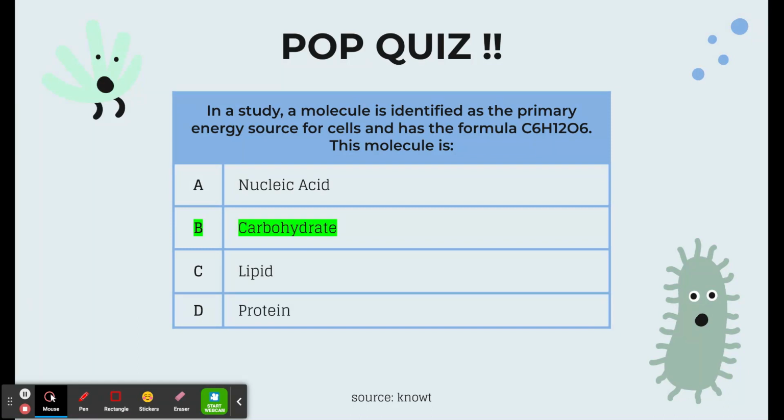The correct answer is B. Carbohydrates are the primary source of energy in most living things, and C6H12O6 is glucose, and the carbon, hydrogen, and oxygen are in a 1 to 2 to 1 ratio.